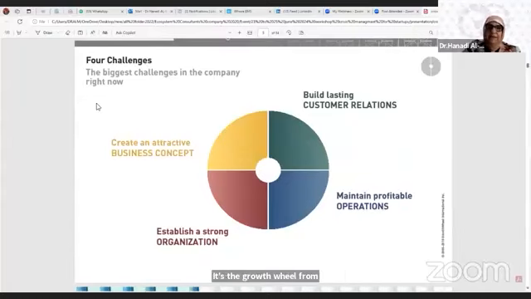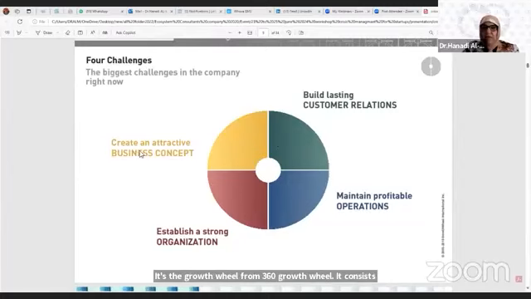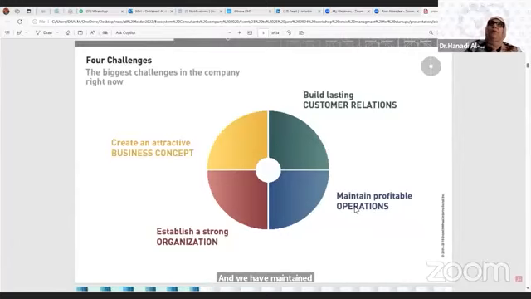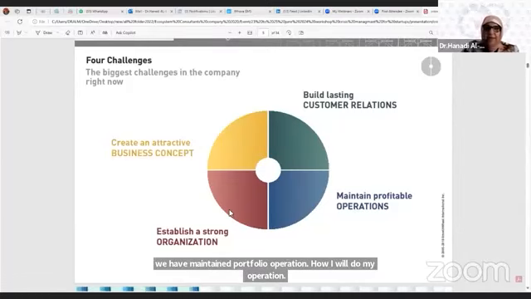The 360 Growth Wheel consists of 4 challenges, and these are challenges for any company. Everybody is looking for this, whether startups, companies, institutions or a university, whatever the organization: looking to have an attractive business concept. Then we need to build customer relationships, and we have to maintain portfolio operation, how I will do my operation, and then I will establish a strong organization.